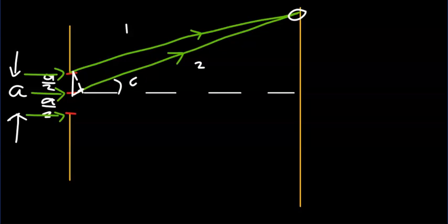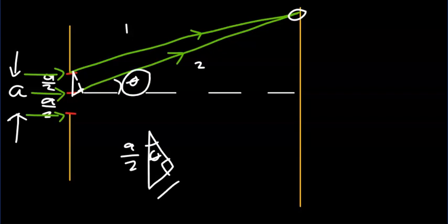If we take this angle to be theta, what we have is a right angle triangle. So this is 90 degrees. That angle here is theta. It can be shown to be the same theta as that one. So this distance we call the difference in the path length between these two rays. Delta is quite simply a over 2 sine theta.